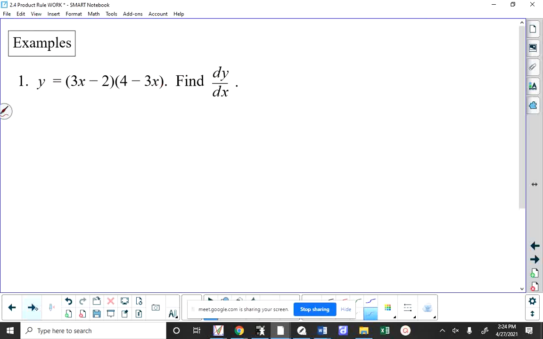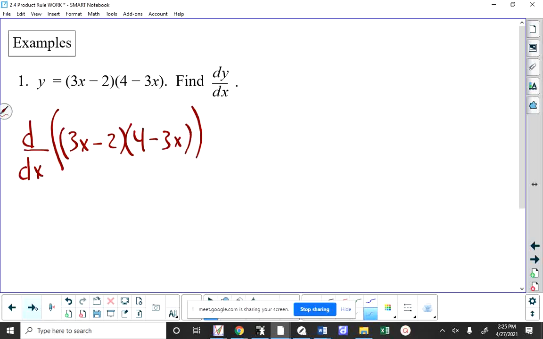All right, find the derivative. Now, the first thing to note is this is a product. We are trying to find the derivative with respect to x of 3x minus 2 times 4 minus 3x. Okay, could you multiply that out first to avoid the product rule? Yes. You could say, you know what, I don't want to use the product rule. I'm going to say y equals negative 9x squared.